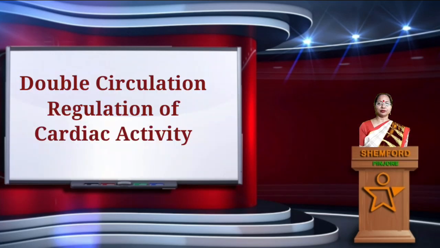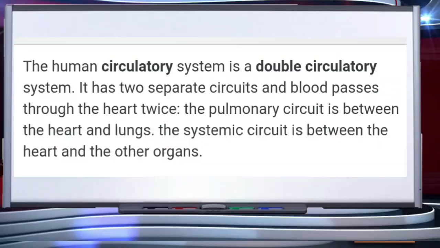In this chapter, we will be discussing double circulation and regulation of cardiac activity. The human circulatory system is a double circulatory system. It has two separate circuits and blood passes through the heart twice. The pulmonary circuit is between the heart and lungs. The systemic circuit is between the heart and the other organs.